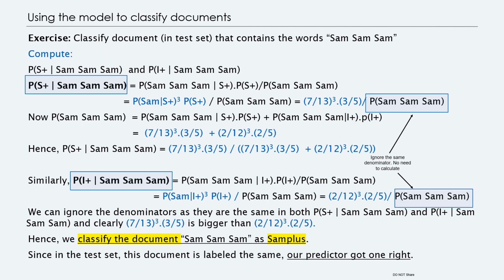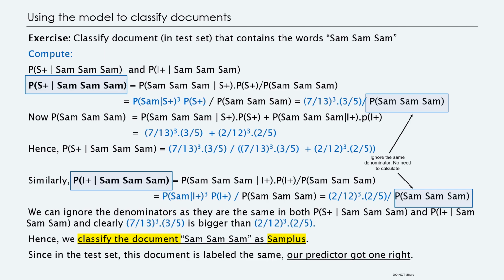Suppose we want to classify a document that contains the words SAM, SAM, SAM. Our goal? To figure out whether this document is more likely to be labeled as SAM plus or I plus. To do this, we'll calculate the probabilities. What's the probability that this document belongs to SAM plus? And what's the probability that it's an I plus document? By using Bayes' theorem, we can find both.